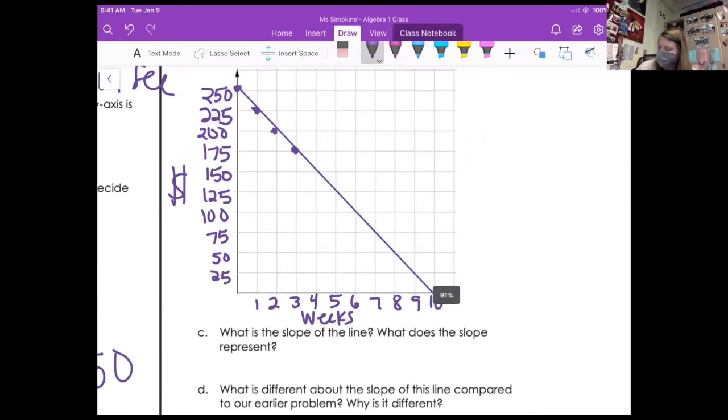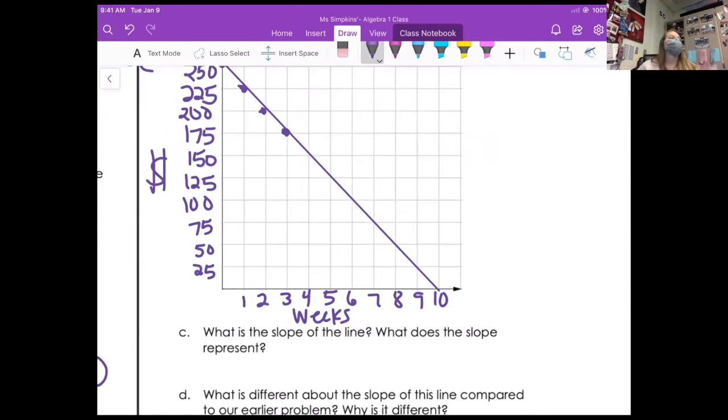Okay, so let's answer these questions. What is the slope? Now we could pick 2 points, but how is my amount changing per week? Right, positive or negative? Negative. So my slope is negative 25, because that is how much I'm changing. And that is representing the dollars per week.